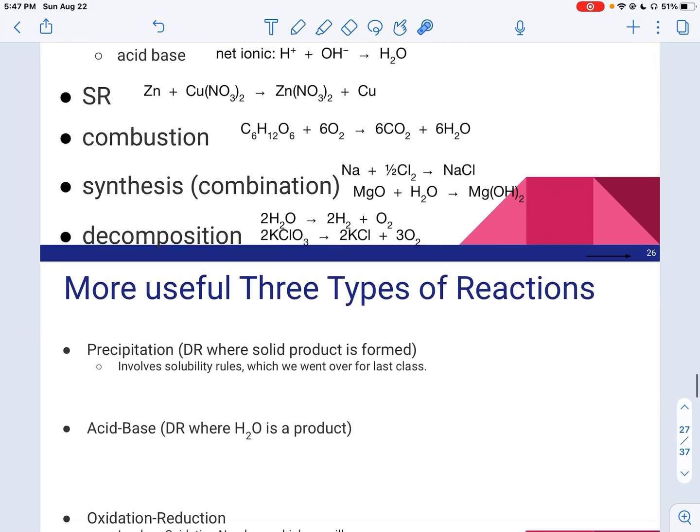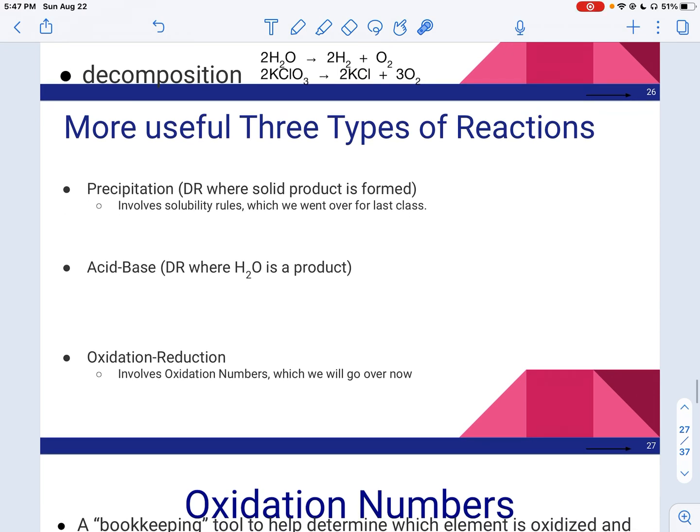So the more useful for AP and for more advanced chemistry is precipitation, acid-base, oxidation reduction. So we are going to focus on those 3. Precipitation is just a double replacement where a solid product is formed. That involves the solubility rules, which we went over last class. Remember, you only need to know sodium, potassium, ammonium, and nitrate. Those are the ones you need to know are soluble.